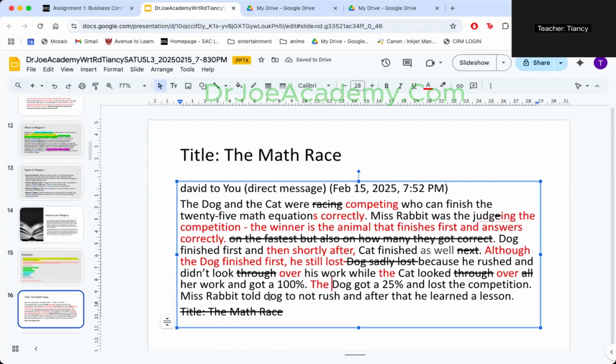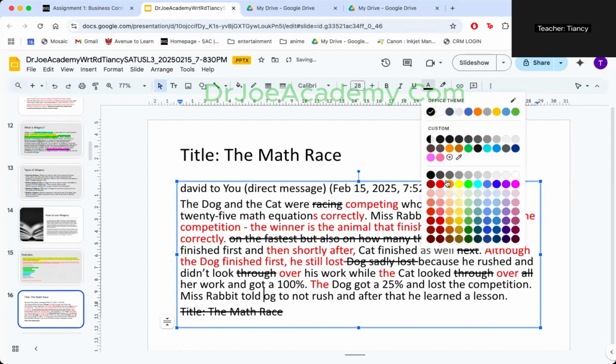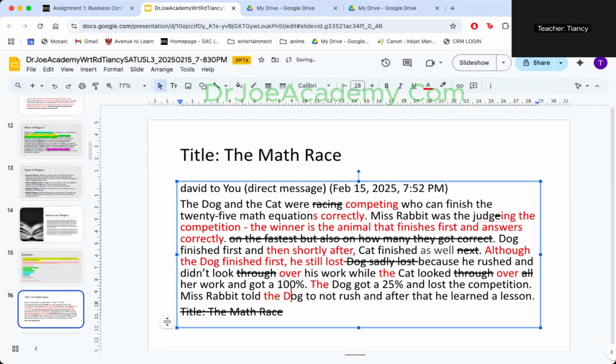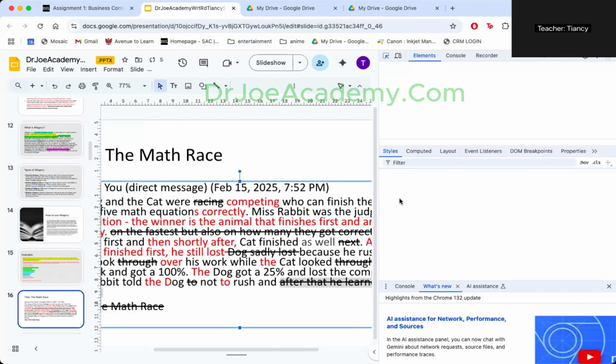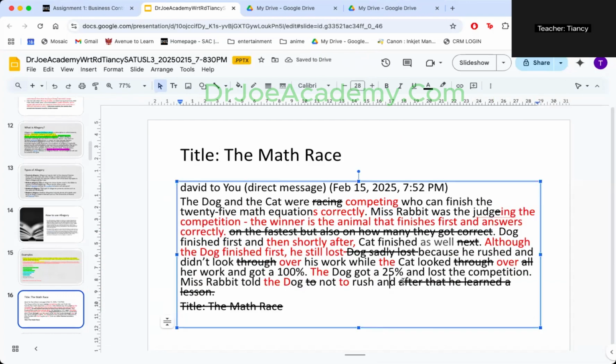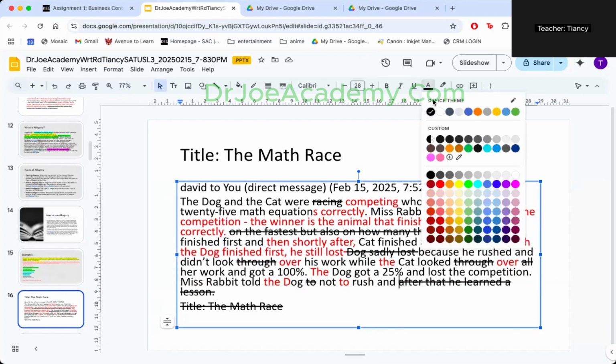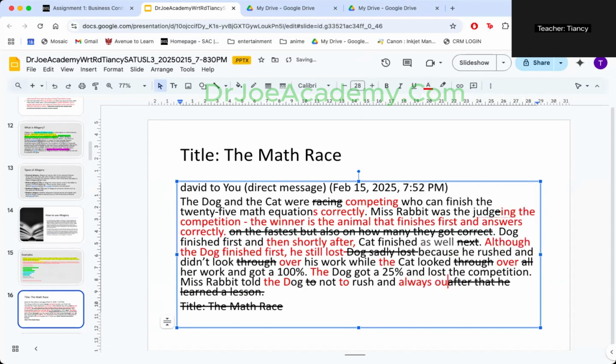Miss Rabbit told the dog not to rush and look through his work. And after that, he learned the lesson. You could just say looked over his work, or double check his work. And not to rush and always double check his work. Okay, David?